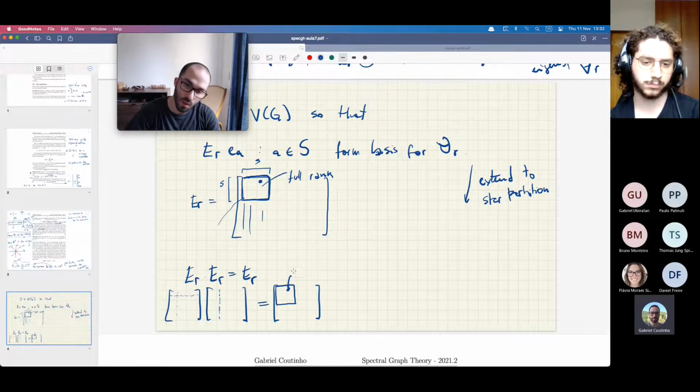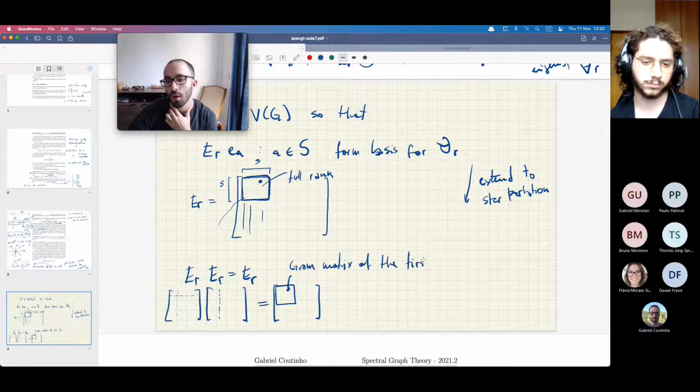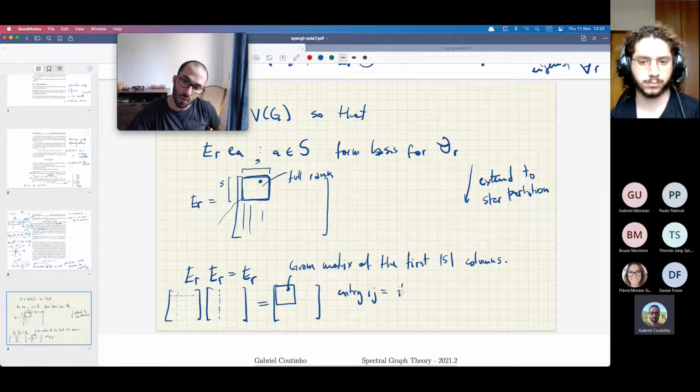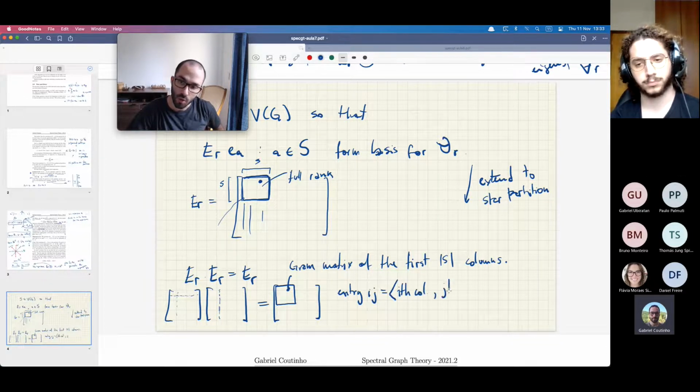So this is the gram matrix of the first S columns. What does it mean to be the gram matrix of the first S columns? It means that each one of the entries here, entry ij, is equal to the inner product of the ith column with the jth column.